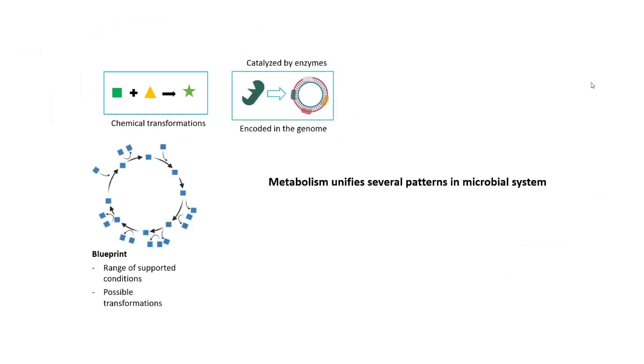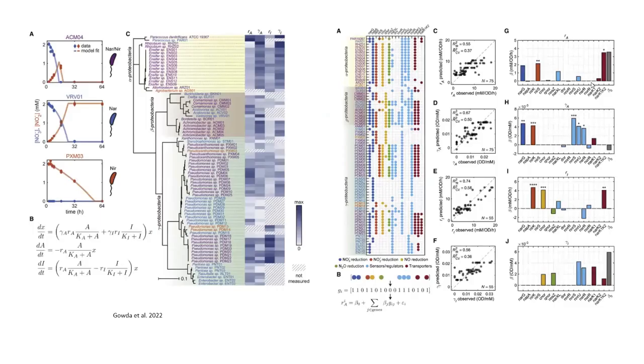And the good thing of using the consumer resource model is that you can use this idea that metabolism is kind of a unifying feature of microbial systems. So you can get several patterns from metabolism. And one example is here where they could predict from the genomes. So they get the genomes and they fit the consumer resource model, and you can predict very well the growth rates of the bacteria.